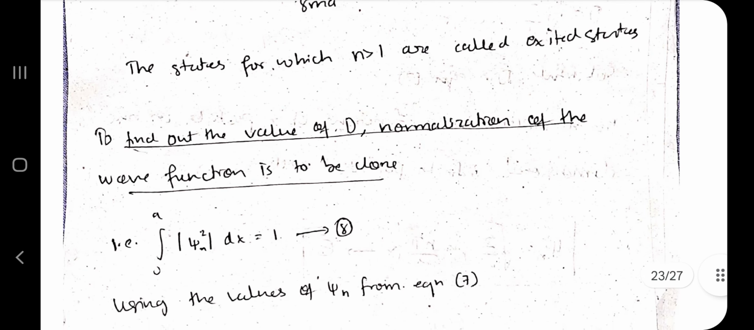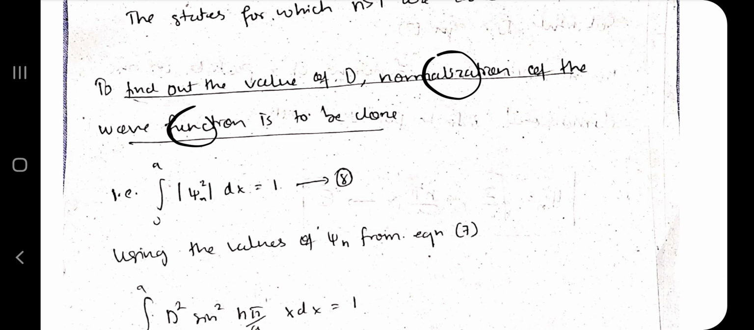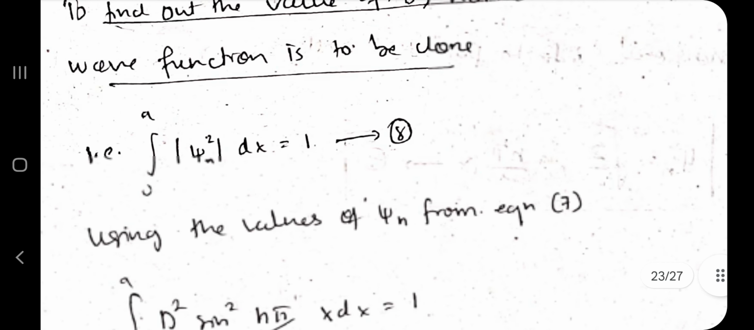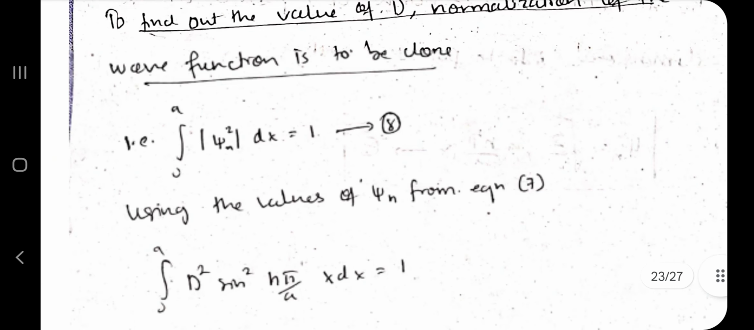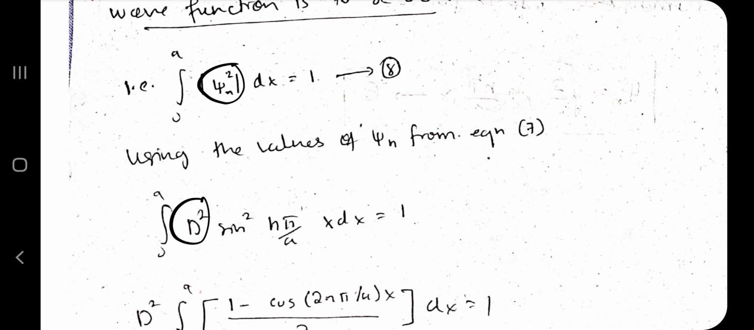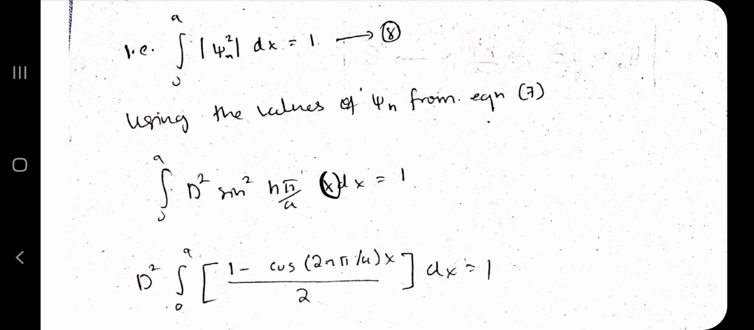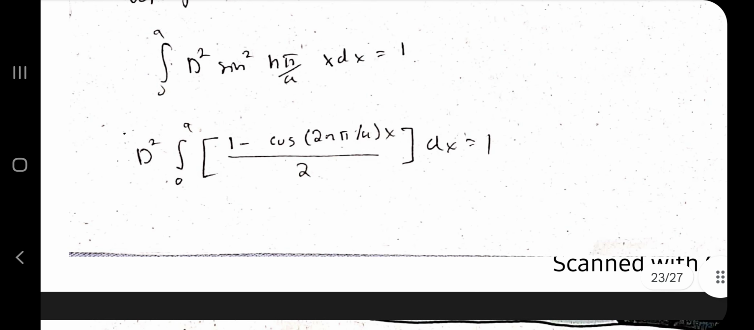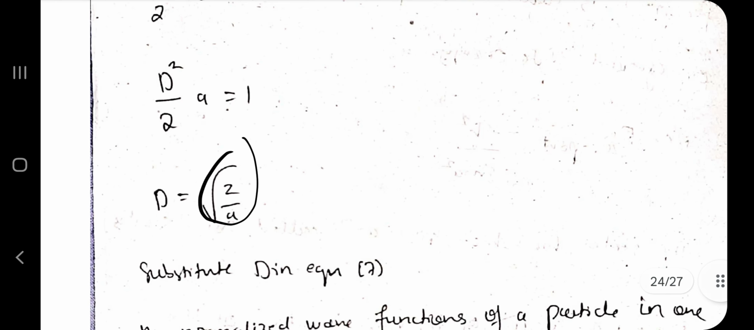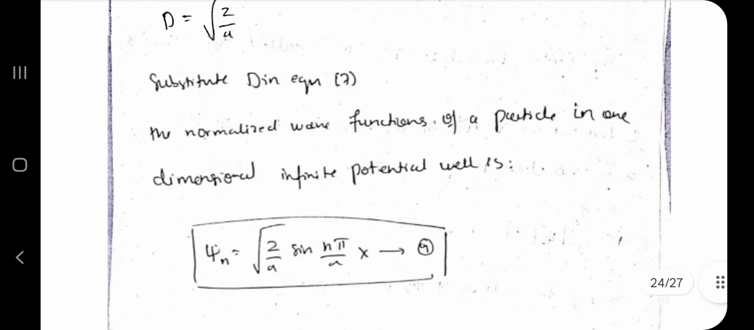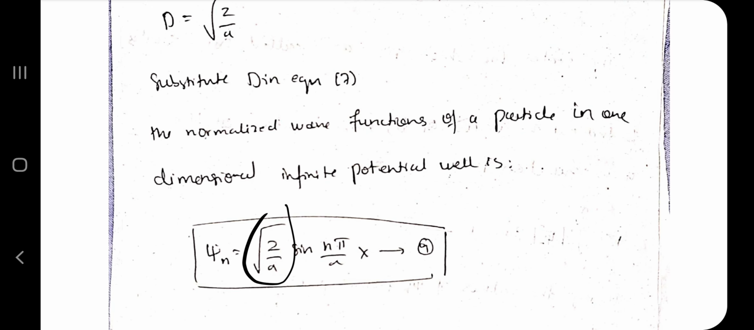To find out the value of d, normalization of the wave function is to be done. What is the formula for d here? It is the integral of psi square from 0 to a, equal to 1. The value we got is d square sine square of n pi by a into x. Taking d square outside, integrating, simplifying and applying the limits, we get d is equal to root 2 by a. Substituting d in equation 7, we get this one. So this equation is the normalized wave function of a particle in a one dimensional infinite potential well.